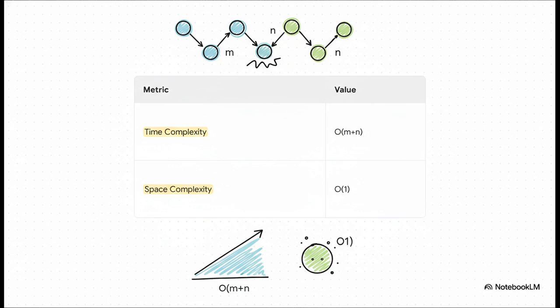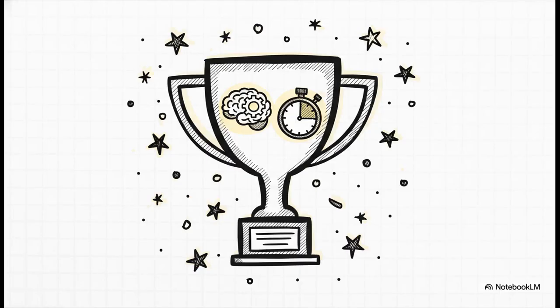This means our algorithm uses a constant, tiny amount of extra memory. It doesn't matter if our lists have 10 nodes or 10 million. So let's just boil it all down. We've solved this puzzle in a way that is incredibly efficient with both our time and our computer's memory. We didn't have to make any extra copies or use fancy data structures. The whole thing is fast, it's predictable, and it's lean. In the world of algorithms, that is an absolute win.